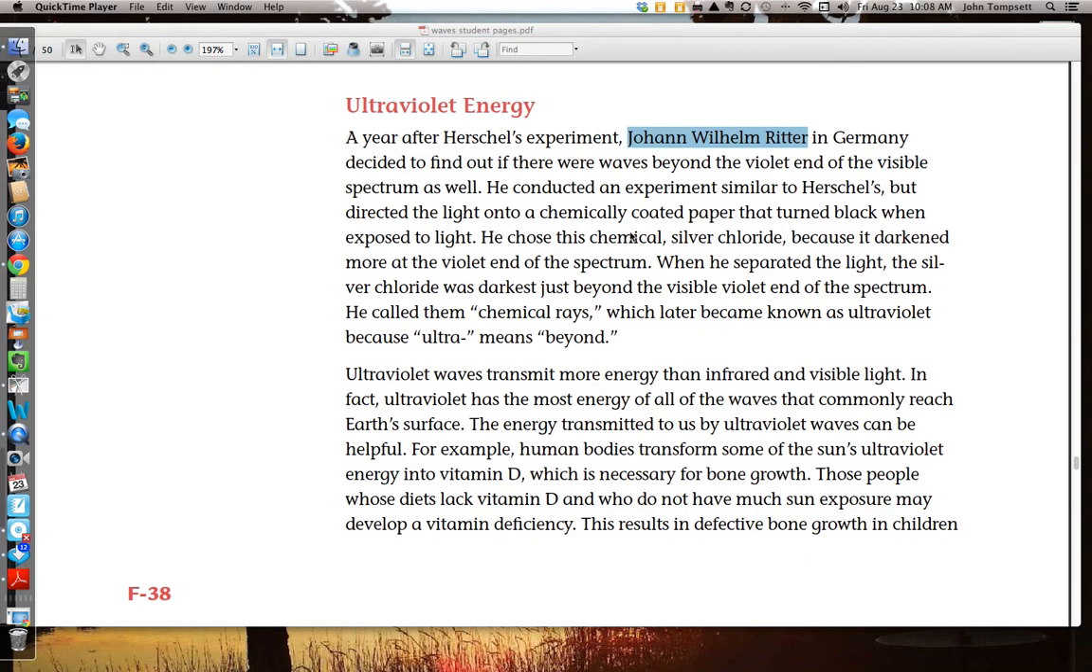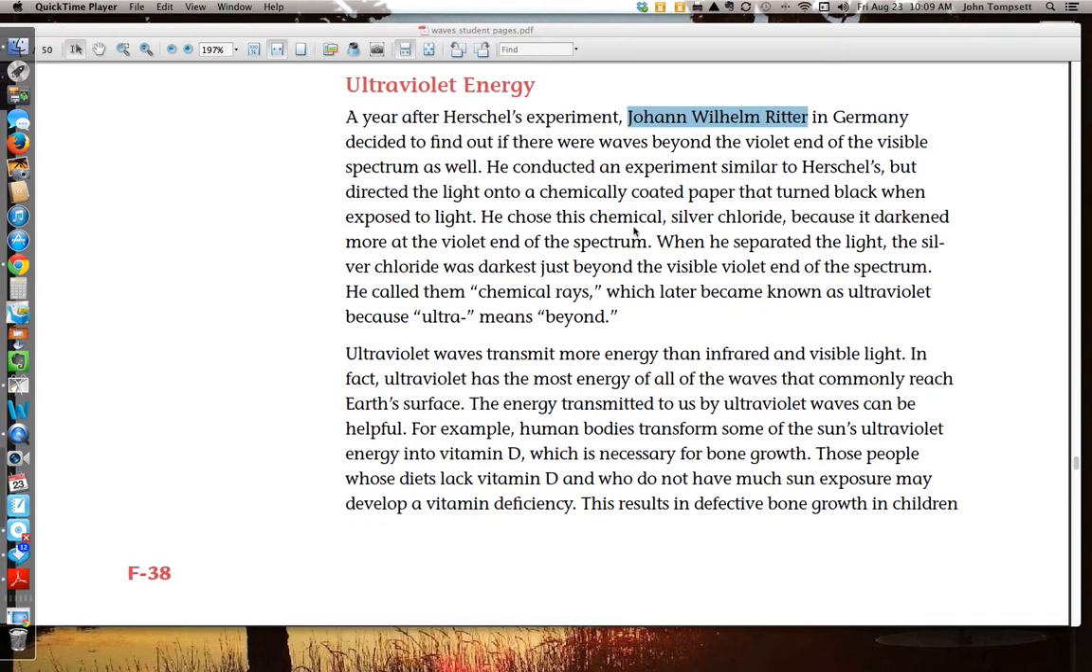Ultraviolet waves transmit more energy than infrared and visible light. In fact, ultraviolet has the most energy of all the waves that commonly reach Earth's surface. The energy transmitted to us by ultraviolet waves can be helpful. For example, human bodies transform some of the sun's ultraviolet energy into vitamin D, which is necessary for bone growth. Those people whose diets lack vitamin D and do not have much sun exposure may develop a vitamin deficiency. This results in defective bone growth in children.